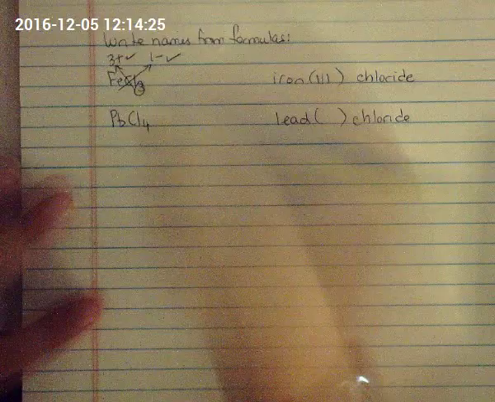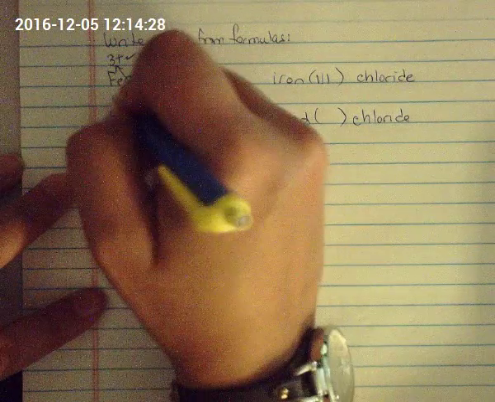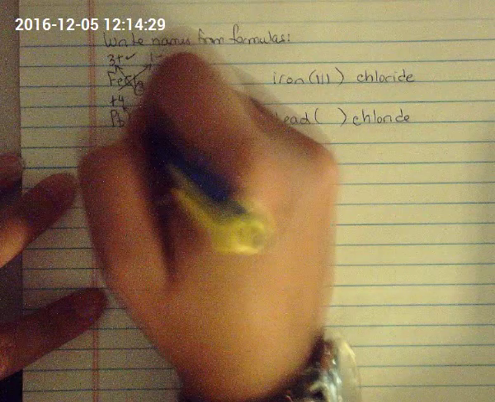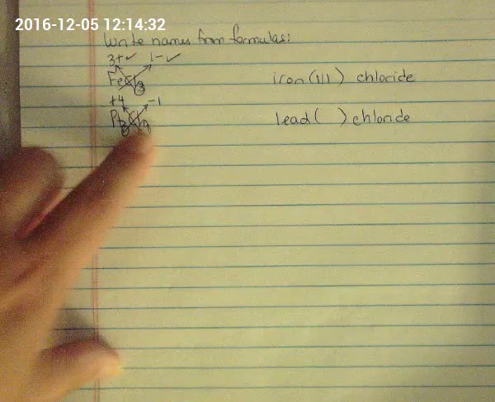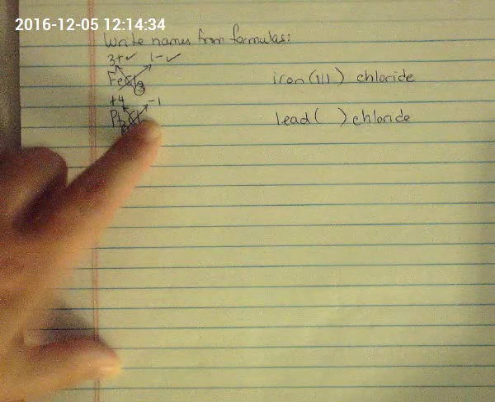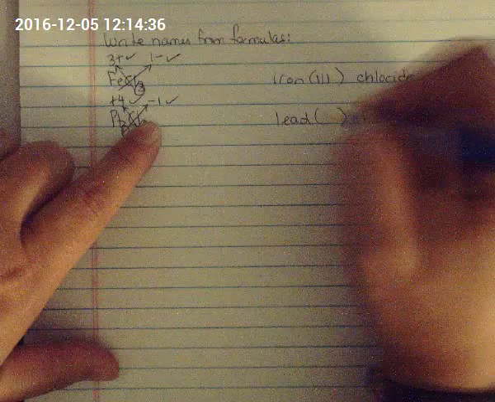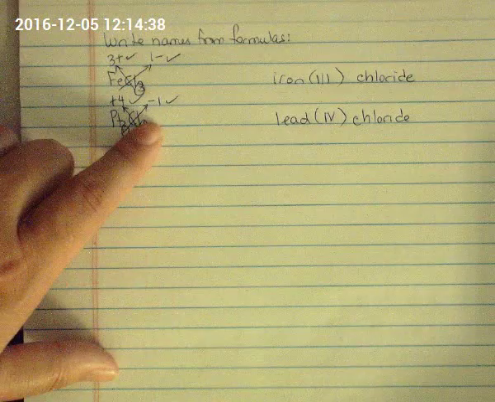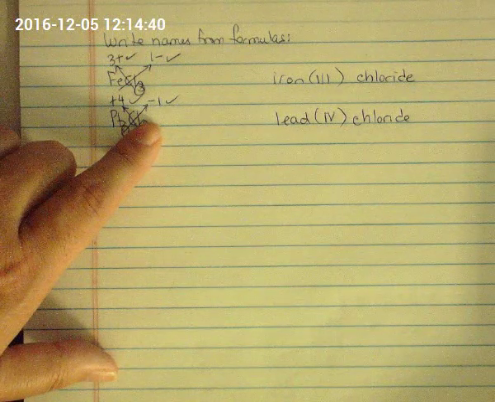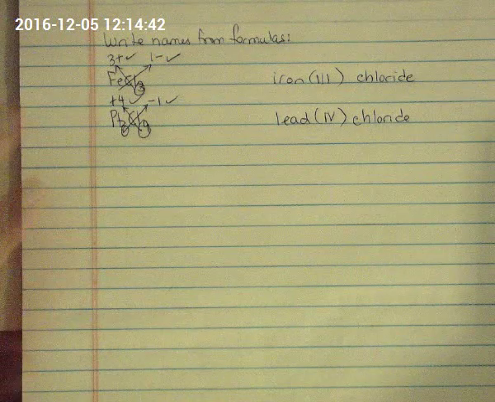So you undo the crisscross. You would predict that's a +4 and this is a -1. Is that in fact the correct charge for chlorine? So if this one checks out, that one checks out, that's a 4. So that's lead 4 chloride. I'm going to do something different. Okay, all right, let's take a look at another one.